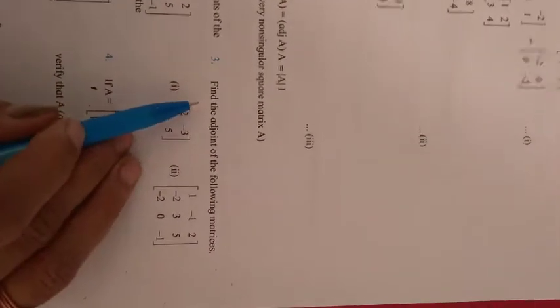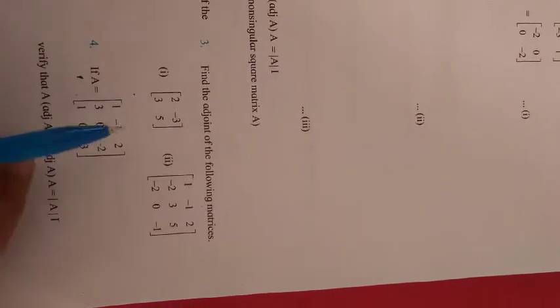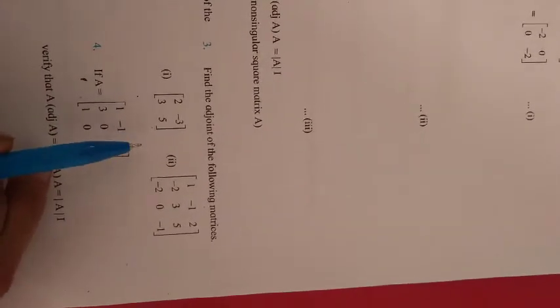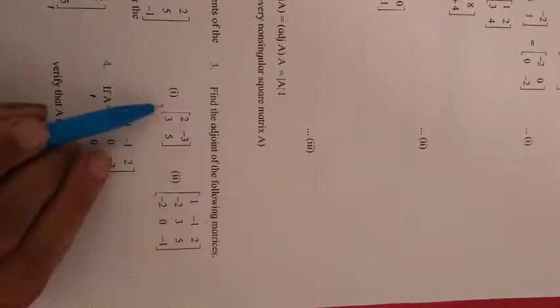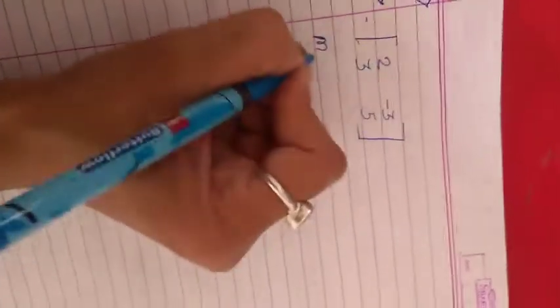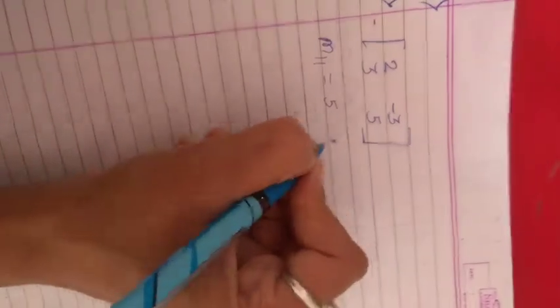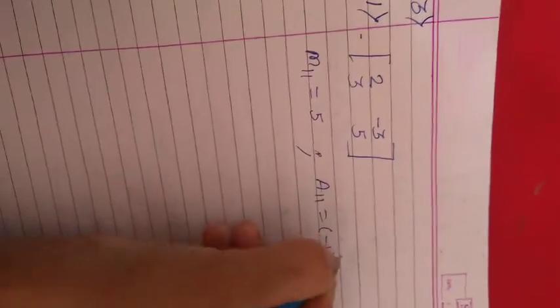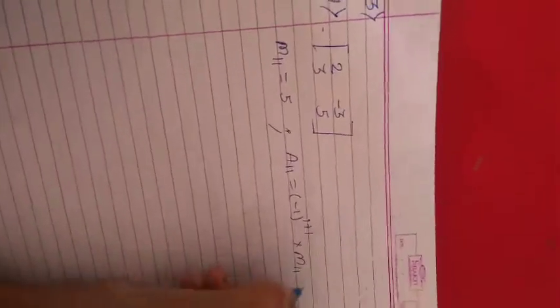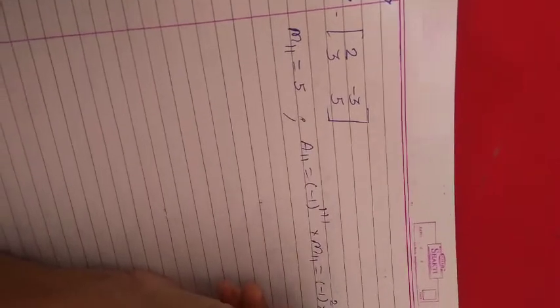Now see question number 3. Find the adjoint of the following matrix. For finding the adjoint, we have to first of all find minors and cofactors and then the cofactor matrix. After finding the cofactor matrix, we will take the transpose of that cofactor matrix so that we will get the adjoint of the given matrix. Now we will find M11. M11 is 5. So A11 is minus 1 to the power 2 into 5.